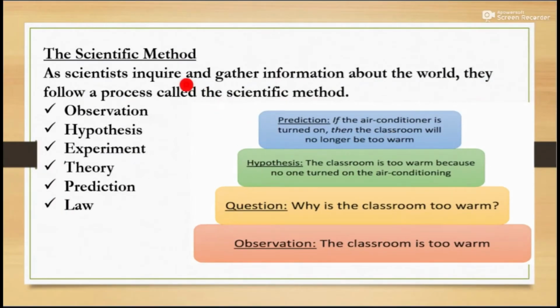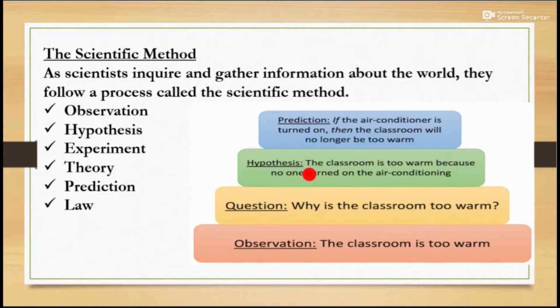Okay, the scientific method. Scientific inquiry gathers information about the world, and the process followed is called the scientific method. First of all, observation. I'll take this picture as an example. In this table you can see observation, question, hypothesis and prediction. Observation: the classroom is too warm. This is what we observe. Question: why is the classroom too warm? This question is produced due to the observation.